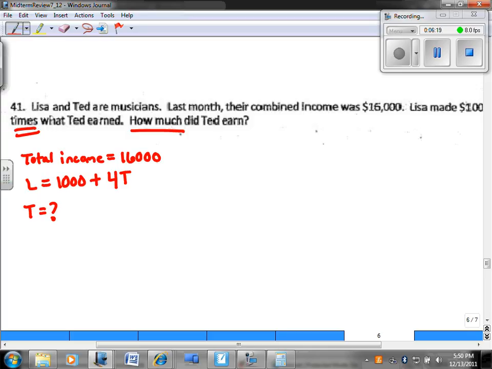Okay, let's see if we can get this down to one variable. That would be the easiest. So we know that their total income is $16,000. How do we find a total? Well, we find a total by adding up all the parts. We need to add up Lisa and Ted.